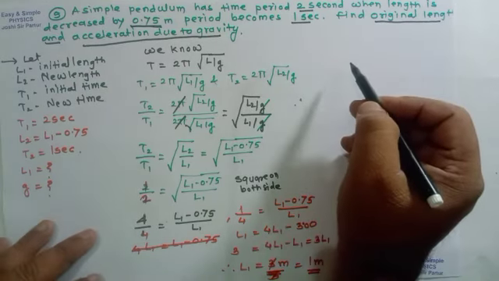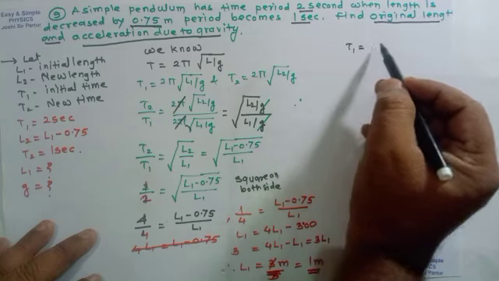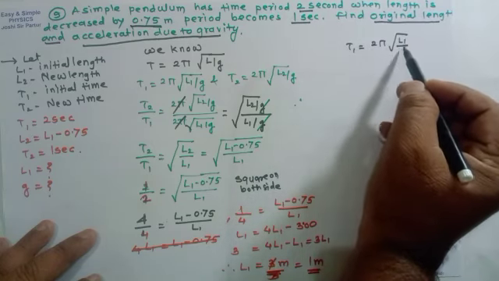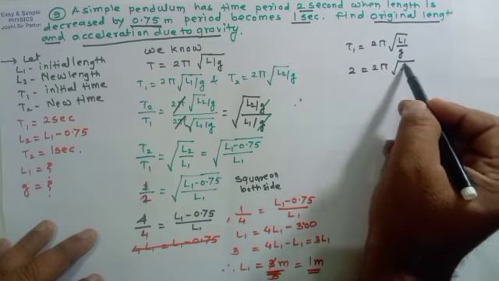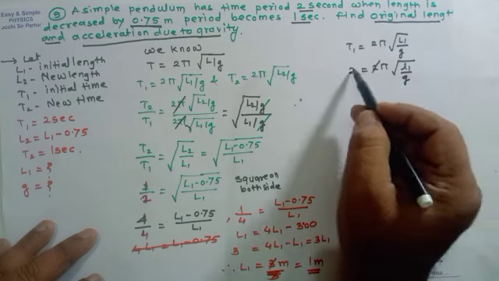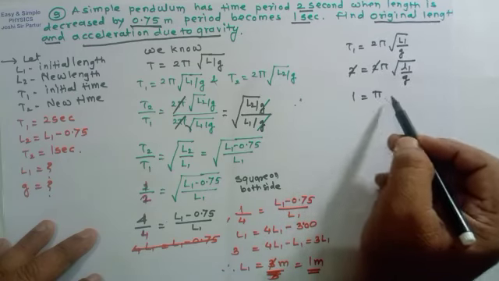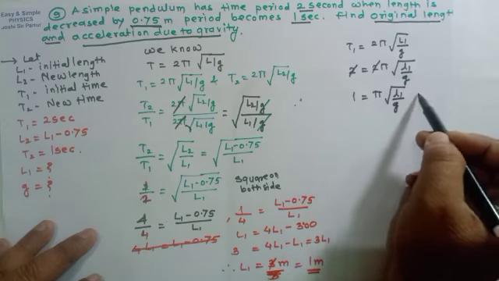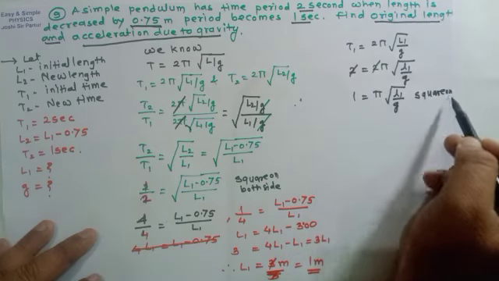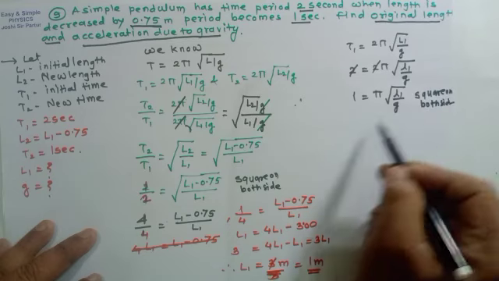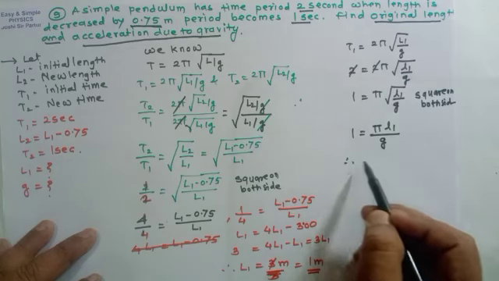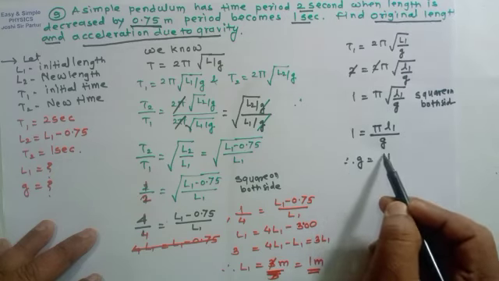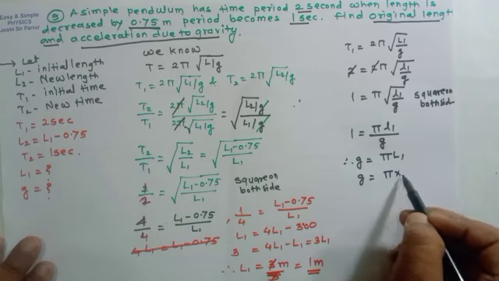Now we can find out acceleration due to gravity. So time period T1 equals 2 pi square root of L1 upon G. So 2 seconds is equal to 2 pi square root of L1 upon G. 2 gets cancelled. So 1 is equal to pi square root of L1 upon G. Squaring on both sides, 1 is equal to pi squared L1 upon G. Therefore G is equal to pi squared L1. Substituting the value of L1, G is equal to pi squared multiplied by 1.